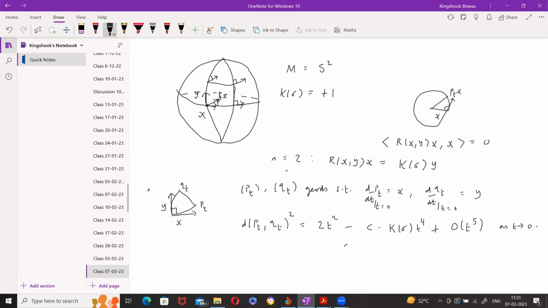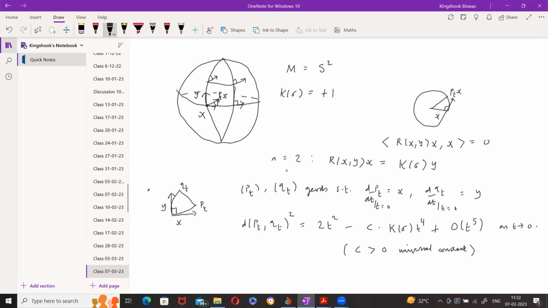Okay, here this c is some universal, positive constant. Okay. I forget what it is exactly. That's why I'm just writing c. I think it's 1/3 or 1/6, something like that. Okay. I forget exactly what it is.